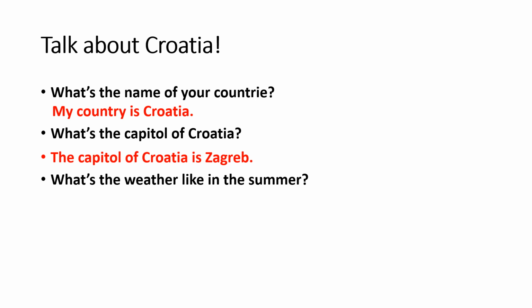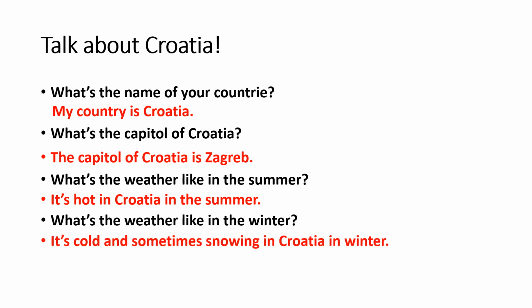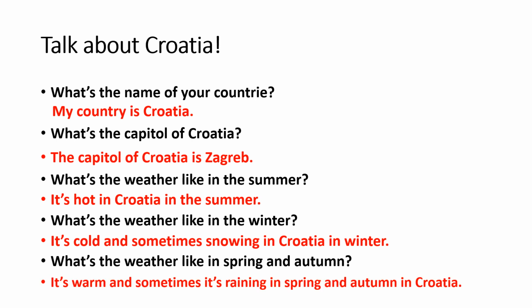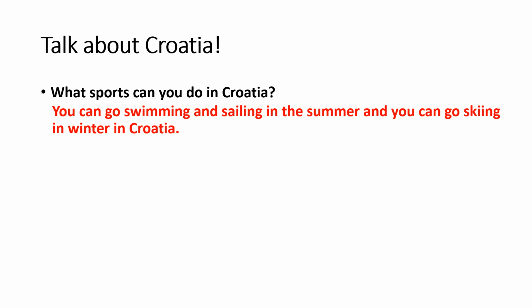What's the weather like in the summer? It's hot in Croatia in the summer. What's the weather like in the winter? It's cold and sometimes snowing in Croatia in winter. What's the weather like in spring and autumn? It's warm and sometimes it's raining in spring and autumn in Croatia. What sports can you do in Croatia? You can go swimming, sailing in the summer, and you can go skiing in winter in Croatia.